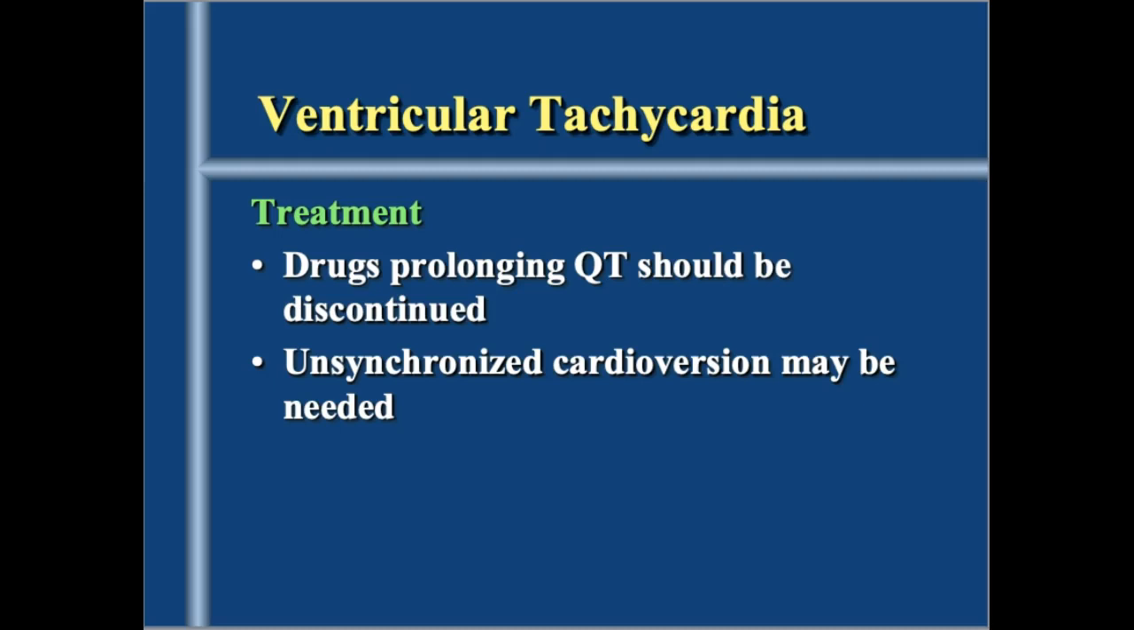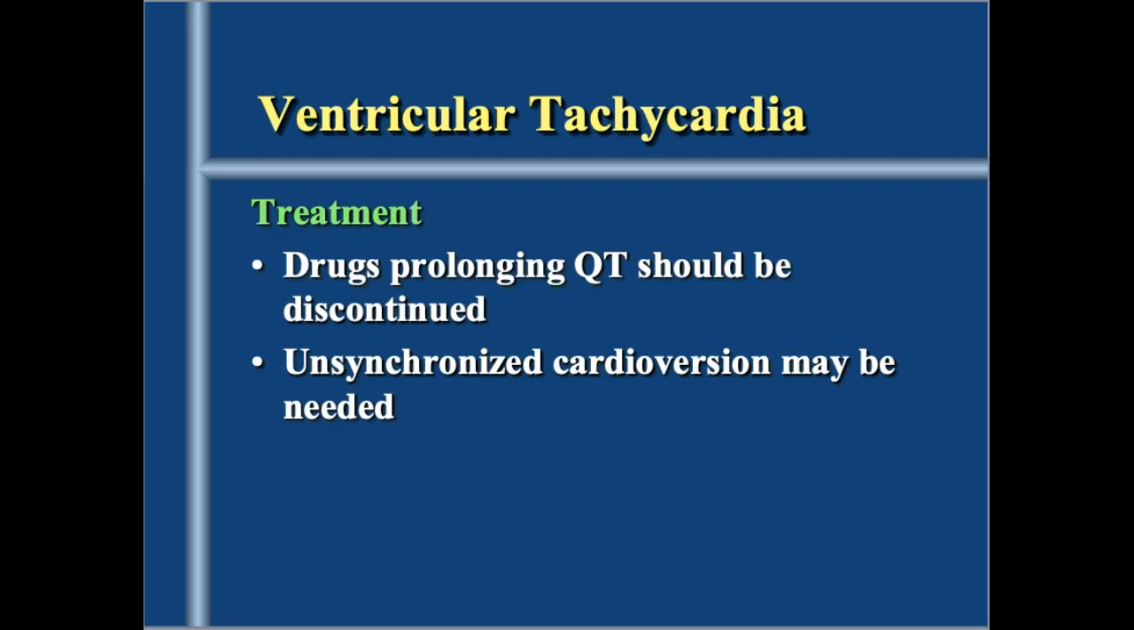Now here's where I wanted to say with a monomorphic VTAC, you can synchronize cardiovert because you have a nice regular QRS. It's a VTAC, but it's nice and regular and it always looks the same. So your defibrillator can sense that nice, regular, always the same PVC, and it can sync to it. That's always the best thing to do, is to sync if you can. With polymorphic VTAC, you are not going to be able to sync. You're going to have to do an unsynchronized cardioversion because it's not going to look the same. It's going to be irregular.